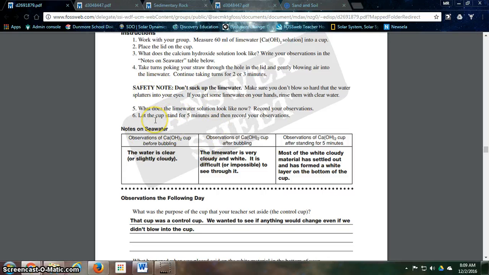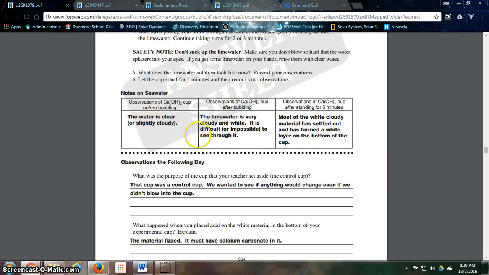For the lab, we poured some water in, we blew some bubbles in it, and we took some observations before blowing bubbles in there, right after blowing bubbles, and after it sits. And then the next day when we came back, we noticed that there was a white precipitate at the bottom, and after letting it dry overnight, the water evaporated out and the hard white powder was left behind in the bottom of the cup.